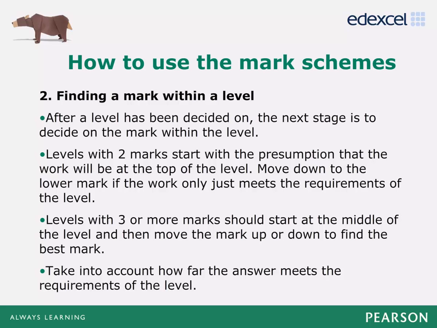If it only barely meets the requirements of the level, markers should consider awarding marks at the bottom of the level. The bottom mark in the level is used for answers that are the weakest that can be expected within that level. The middle marks of the level are used for answers that have a reasonable match to the descriptor. This might represent a balance between some characteristics of the level that are fully met and others that are only barely met.